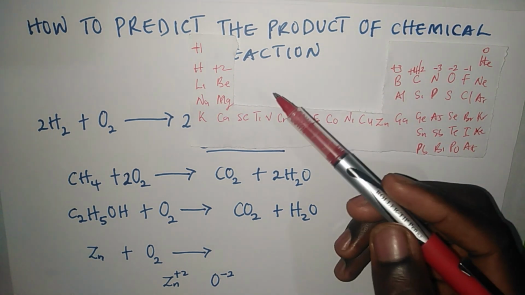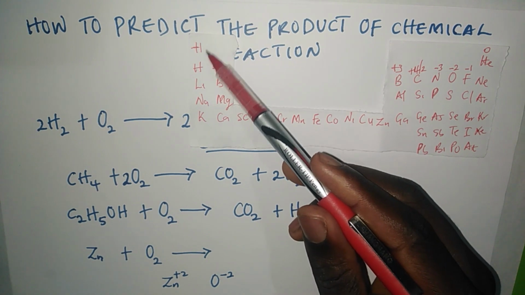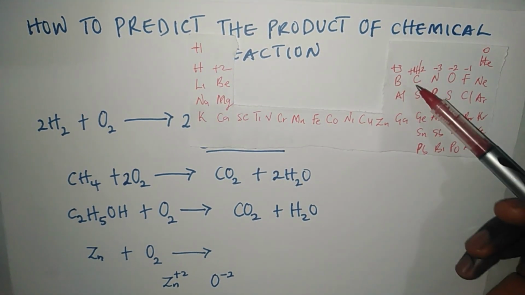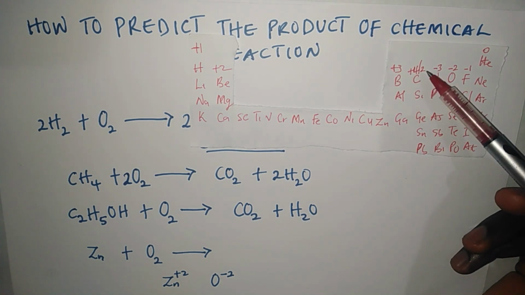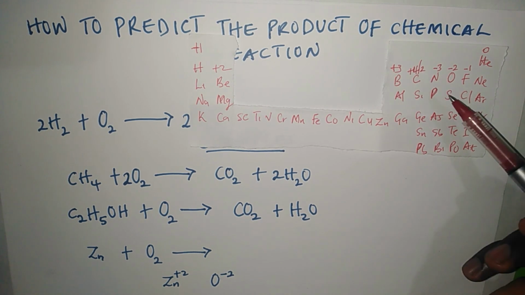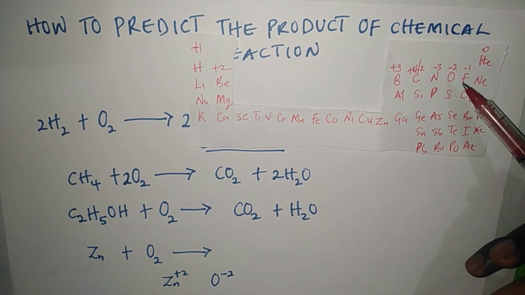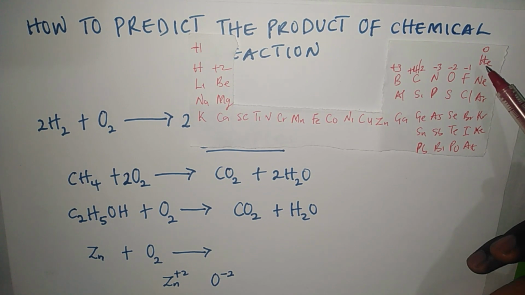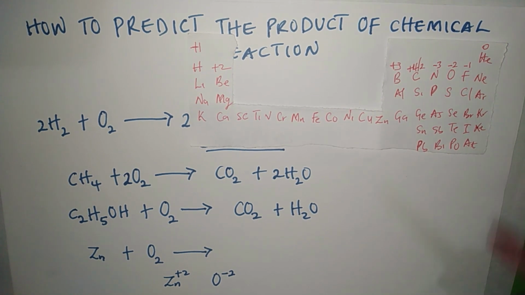Now, group 1 elements all have +1 charge. Group 2 elements have +2 charge. Group 3 elements, they all have +3 charge. Group 4 elements have +4 charge or +2 charge. Group 5 elements have -3 charge. Group 6 elements have -2 charge. Group 7 elements, which are the halogens, they have -1 charge. And then group 8 are the noble gases, they have 0 charge, right?